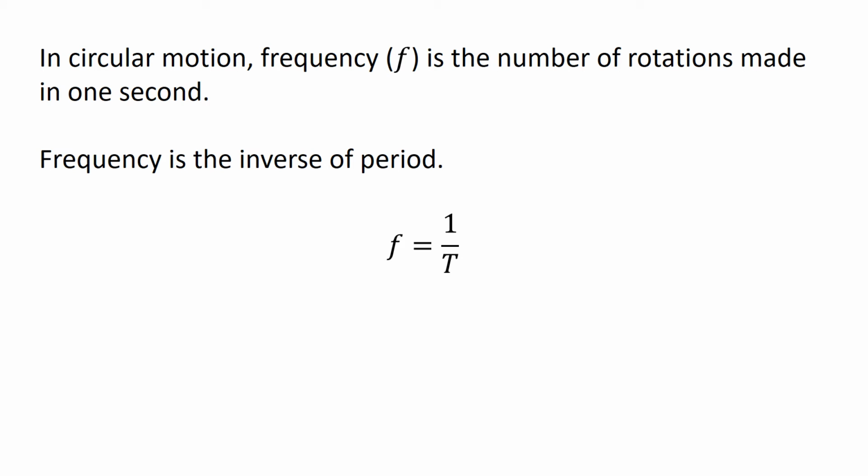So in circular motion, frequency, and that's a lowercase f. That's why I'm always drawing force as a capital F, because we have a lowercase f that means frequency. So in circular motion, frequency is the number of rotations made in 1 second. Frequency is the inverse of the period.